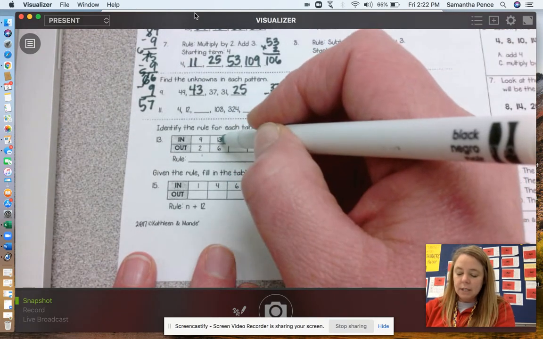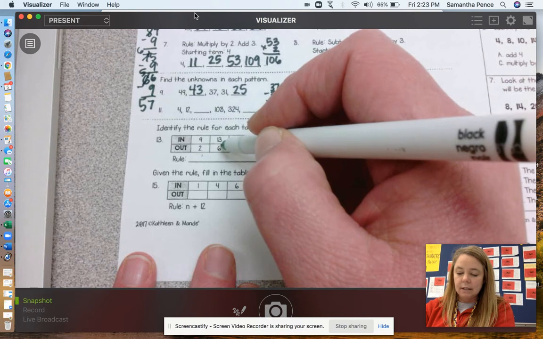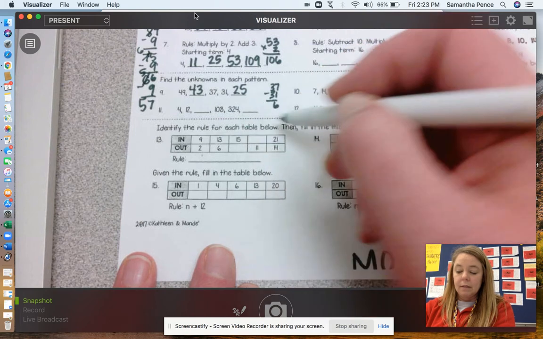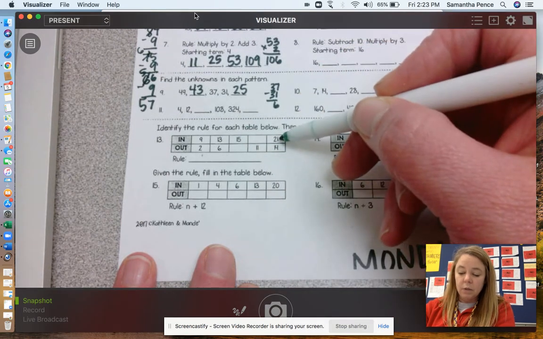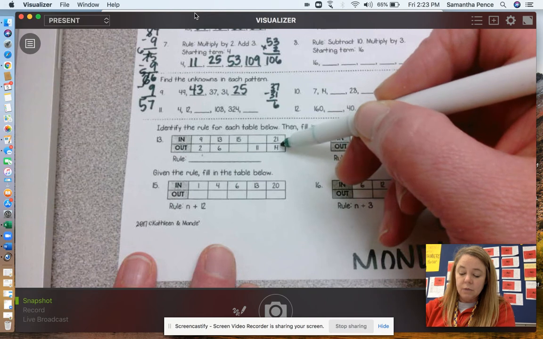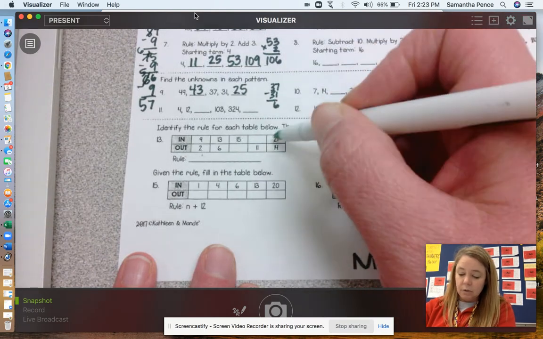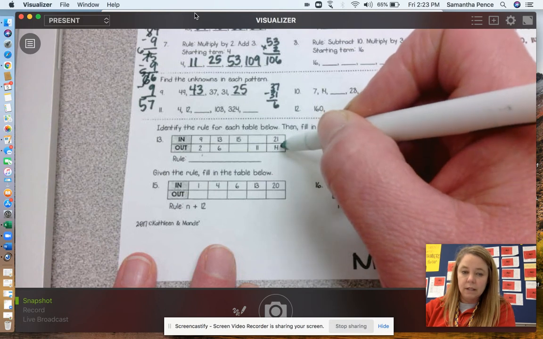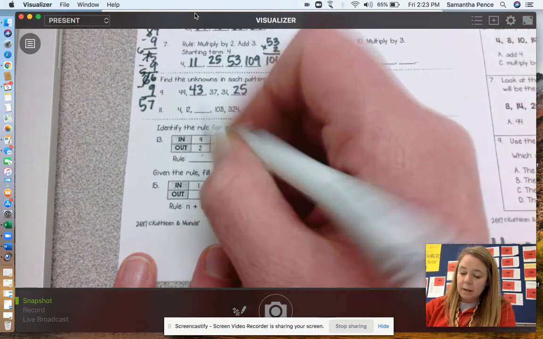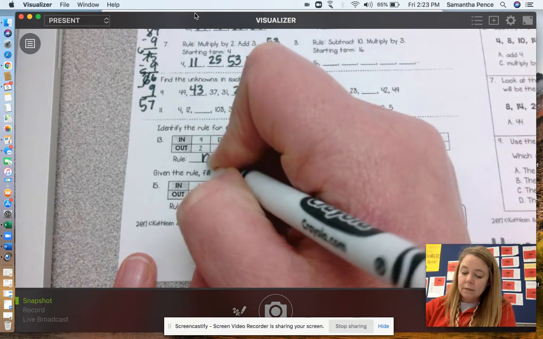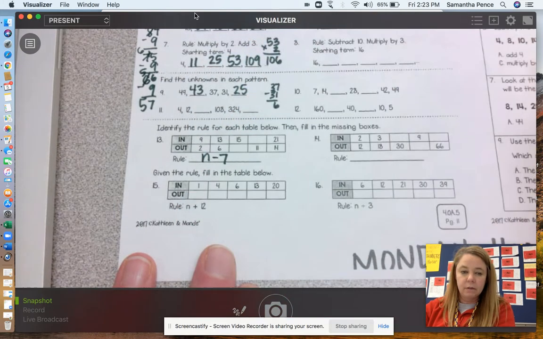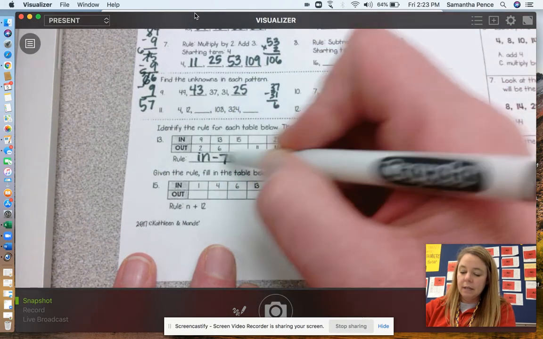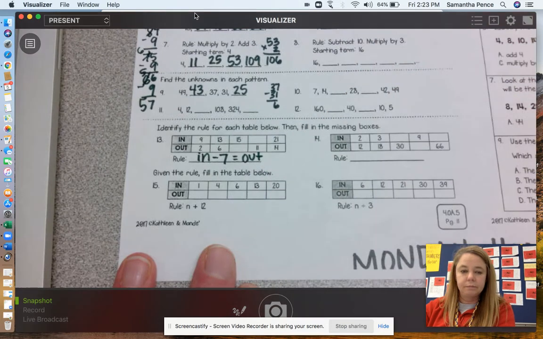Let's see if that's true. 13 minus 7 is 6. Let's try over here. This one's done for us. 21. 21 minus 7 is 14. That is true because 3 times 7 is 21. 2 times 7 is 14. So 21 and then 14, which means our rule is going to be n, which stands for a number, minus 7. Like we're subtracting 7 from our input. Or you could say n minus 7 equals out if you wanted to.